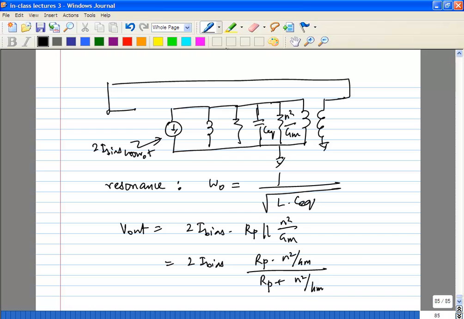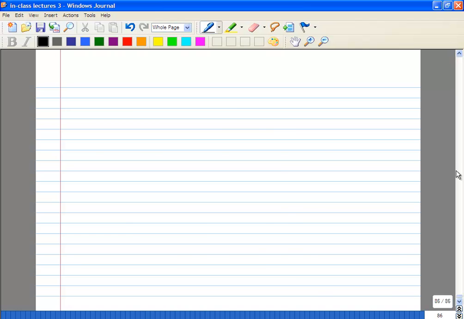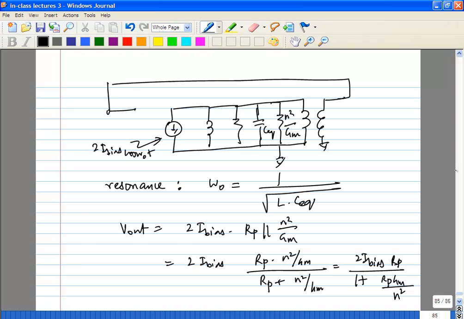So let's just simplify this a little bit. Okay, 2I_SS R_P over 1 plus R_P g_m over N squared. But of course remember that g_m actually depends on V_out through N, through 1 over N. So we want to get an independent expression, because remember that g_m is 2I_SS over V_0, and you know V_0 is 1 over N times V_out.